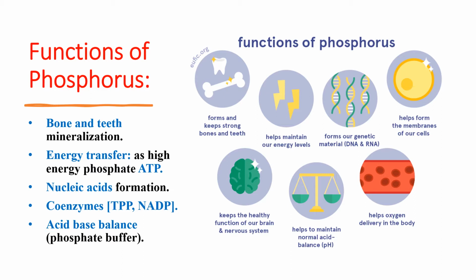So it's very important in energy transfer in the form of ATP, and also in the synthesis of coenzymes like TPP and NADP. Also it is very important for acid-base balance. There is a phosphate buffer which shares in the acid-base balance. So the functions of phosphorus are bone and teeth mineralization, energy in the form of ATP, synthesis of nucleic acids or nucleotides, coenzymes like NADP, and acid-base balance.